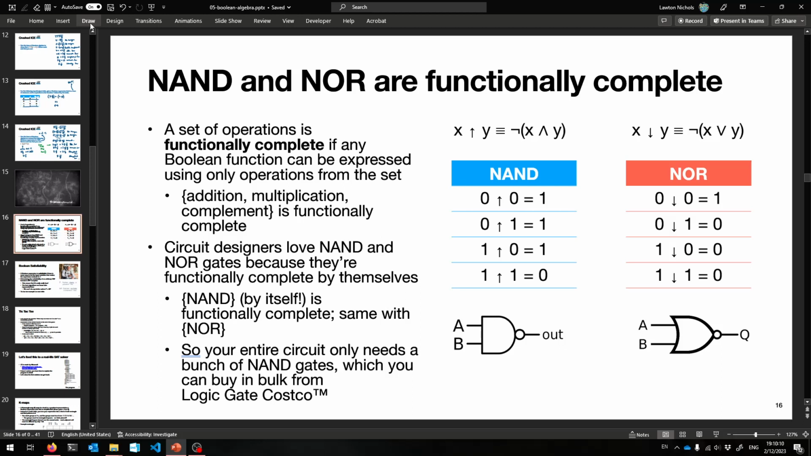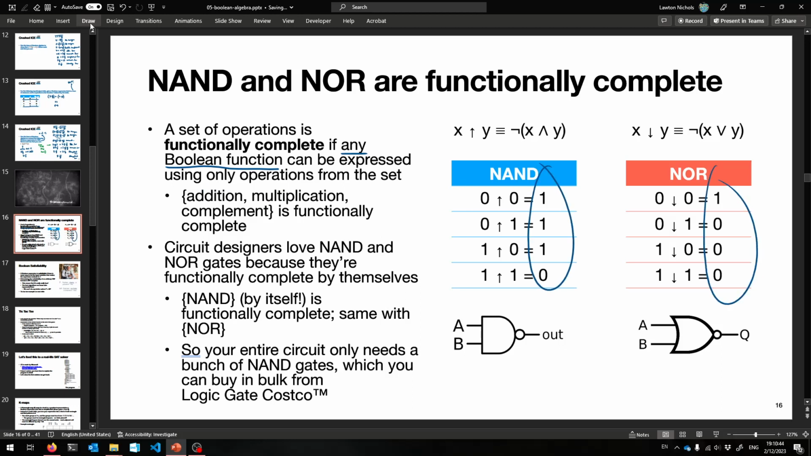So first of all, here's an idea. A set of Boolean operations is called functionally complete if any Boolean function under the sun that you would like to write can be expressed in terms of only those operations in that set. And so a cool thing to notice is that addition, multiplication, and complement, that is and, or, and not, those are functionally complete.